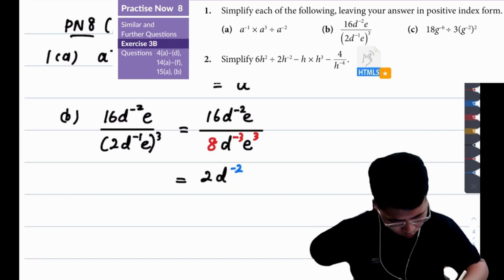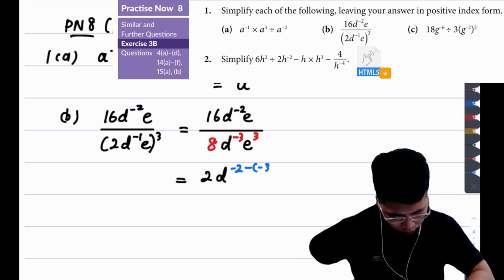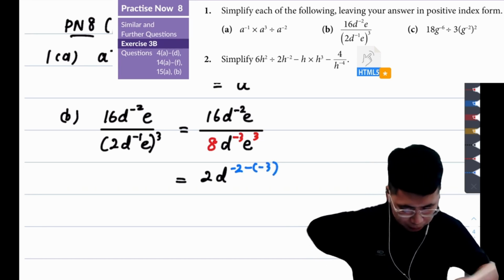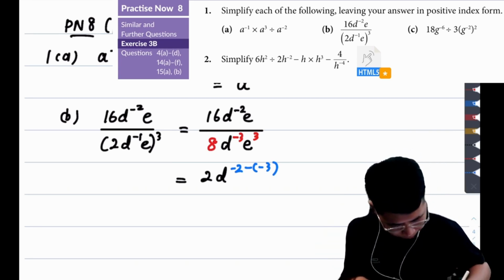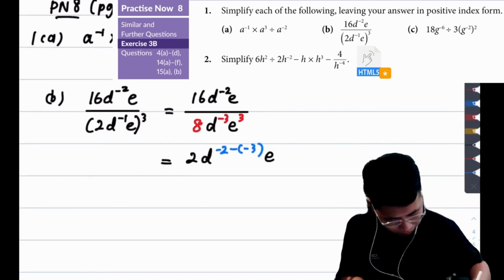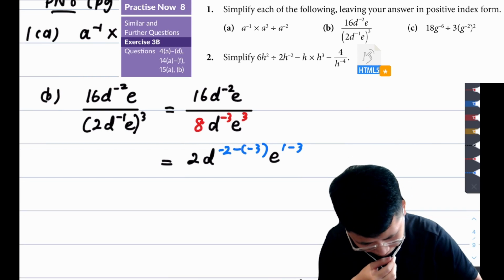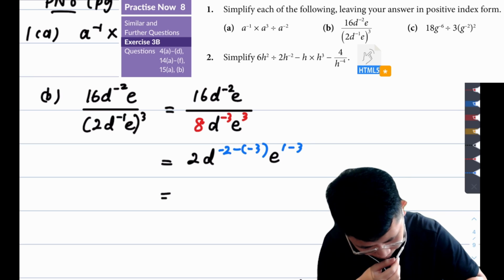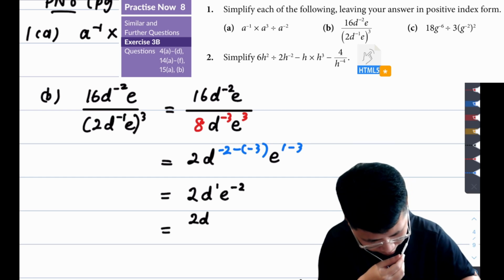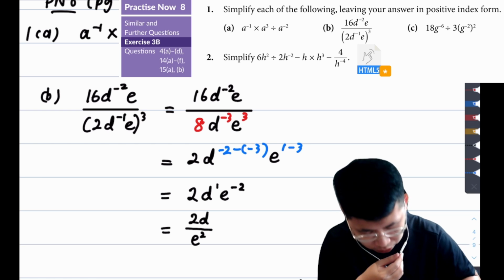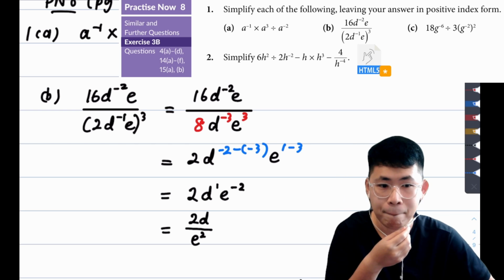So the power is negative 2 minus negative 3. Top divided by bottom, so it will be negative 2 minus negative 3. Then for e, we have power 1 above, and at the bottom would be minus 3. What we will get is 2 d to the power of 1 and e to the power of negative 2. So 2 and d have positive powers, they'll be upstairs. E will have a negative power, so e will be downstairs over there.